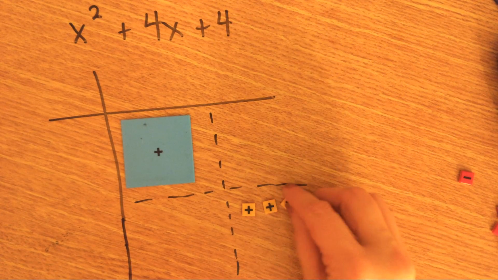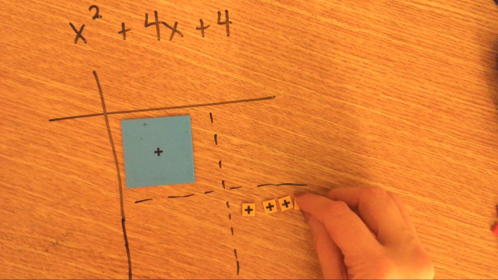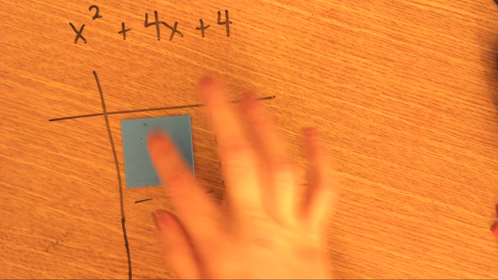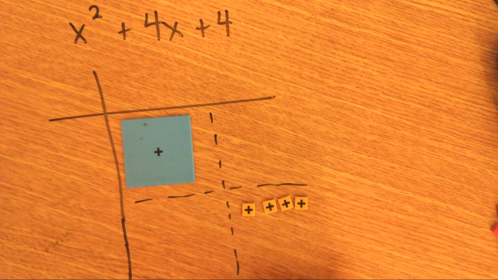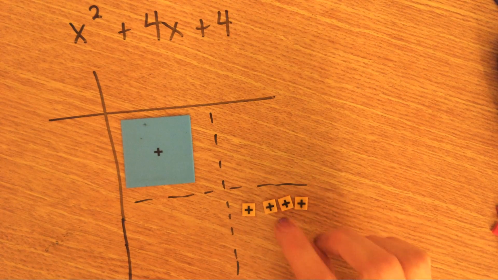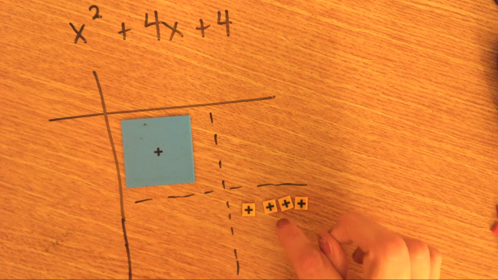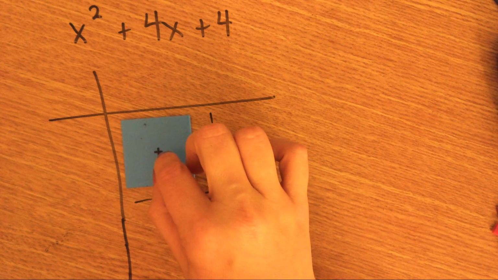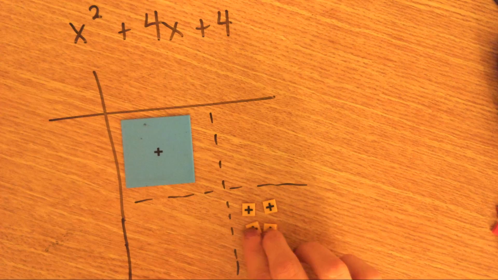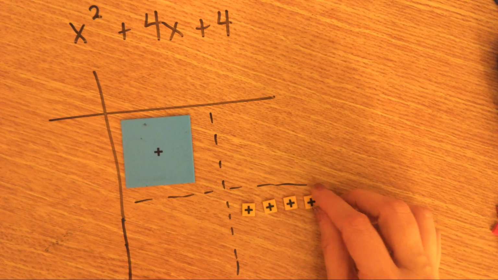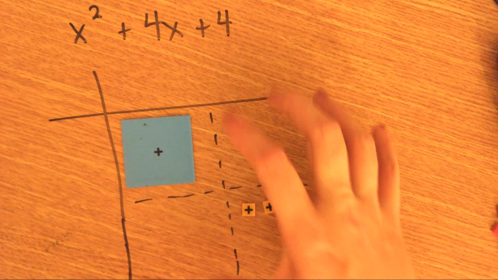Now, I cannot flip these. I can rearrange the x squared and the 4. So instead of being 1 times 4, I can make it 4 times 1. I can make it 2 times 2. But I can't flip these. If these are positive, they've got to stay positive. If they're negative, they can't change sign. But I can rearrange them so that I have different possibilities of what I can put for my x's.